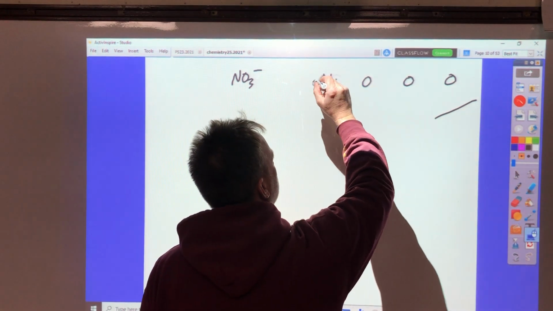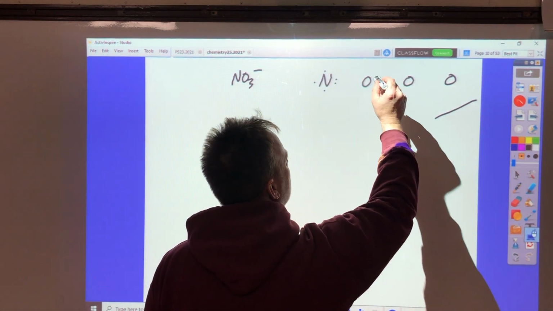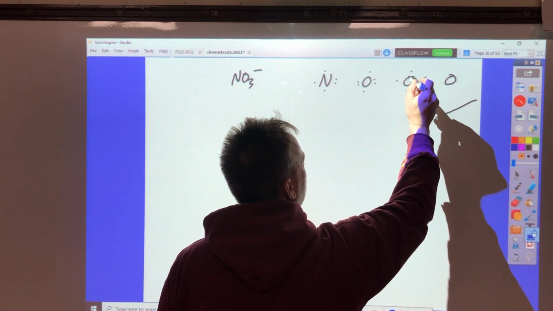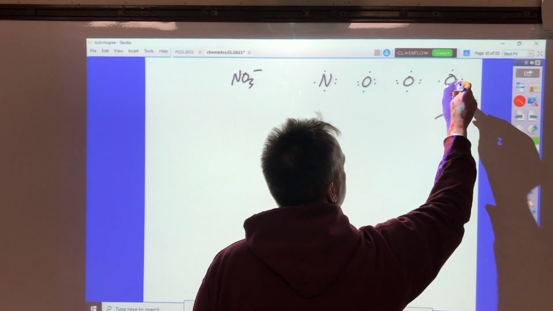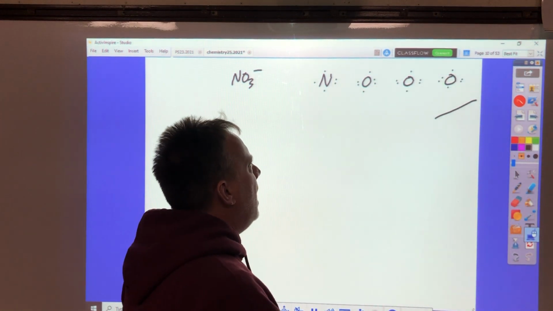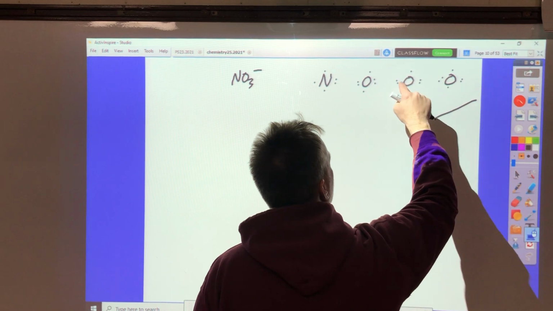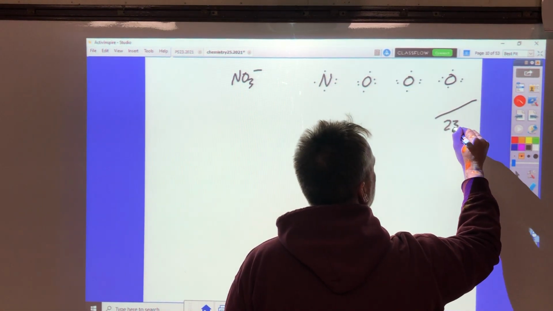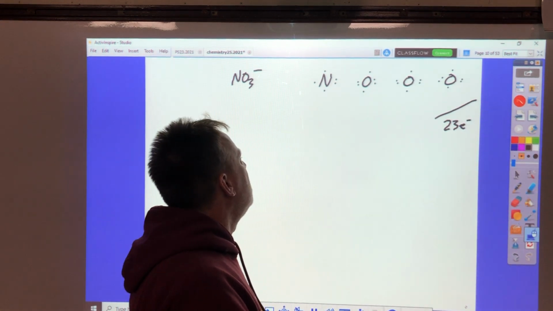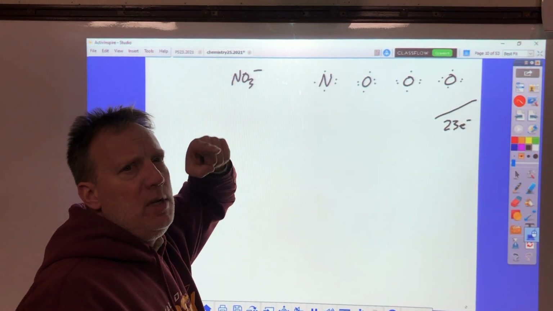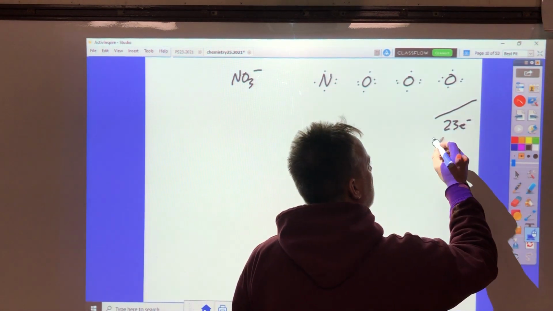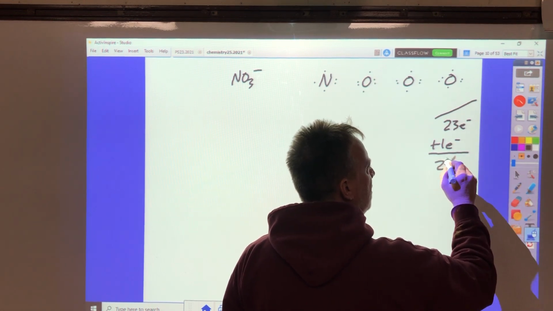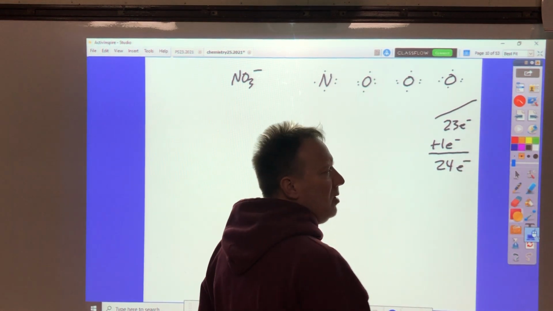Nitrogen has 1, 2, 3, 4, 5. Oxygen has 1, 2, 3, 4, 5, 6, and again 6 and 6. Add them up: 6, 12, 18, 19, 20, 21, 22, 23 electrons. The problem is this is minus, which means it has an electron extra. So we have to add an electron that is negative, so we end up with 24 negative electron charges.